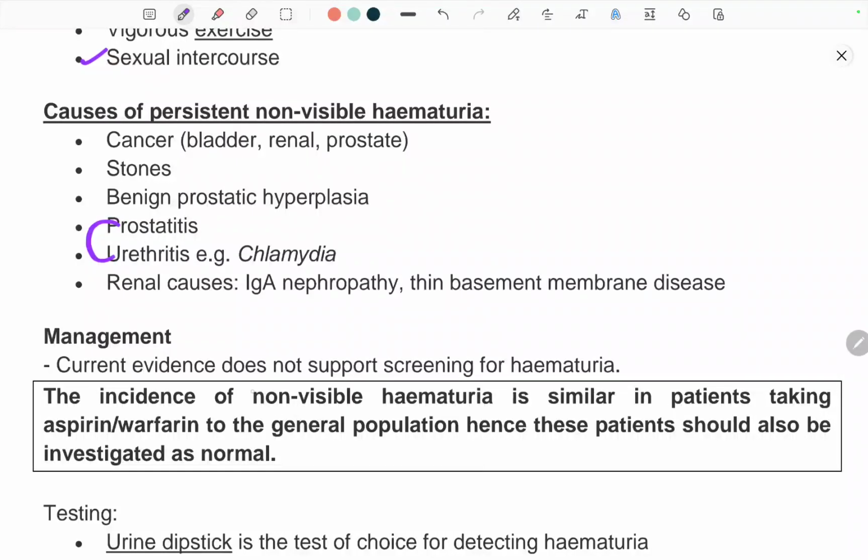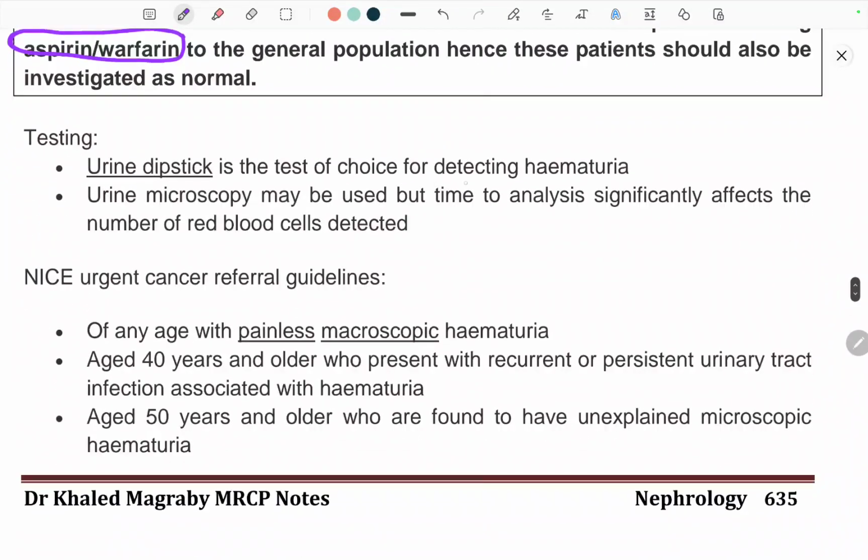Now, management: current evidence does not support screening for hematuria. The incidence of non-visible hematuria in patients taking aspirin or warfarin is similar to the general population. Hence, these patients should also be investigated as normal. Now, testing: urine dipstick is the test of choice for detecting hematuria. Urine microscopy may be used, but time to analysis significantly affects the number of red blood cells detected.